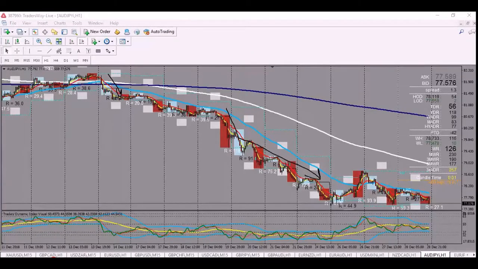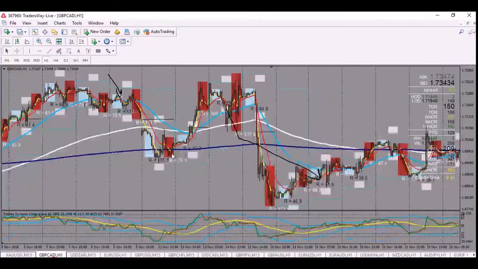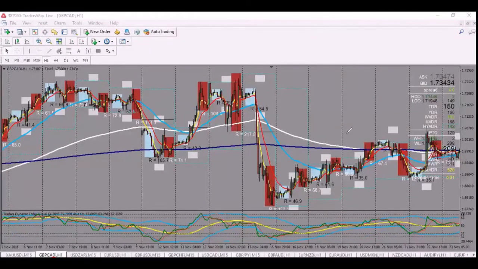So let's take a look at pound CAD, one of my favorite pairs actually to trade. Very lucrative, pays a lot per pip, actually, more than others. And I'm going to come here and just quickly take you through more in terms of the cycle now.